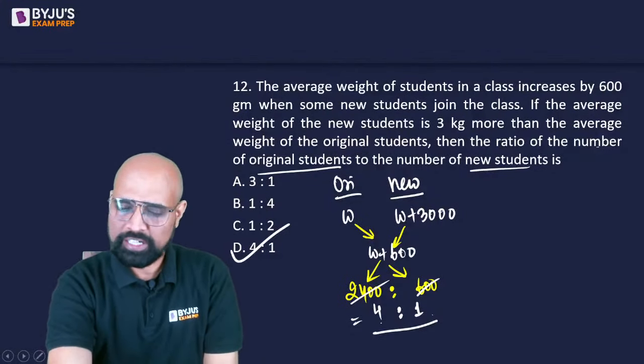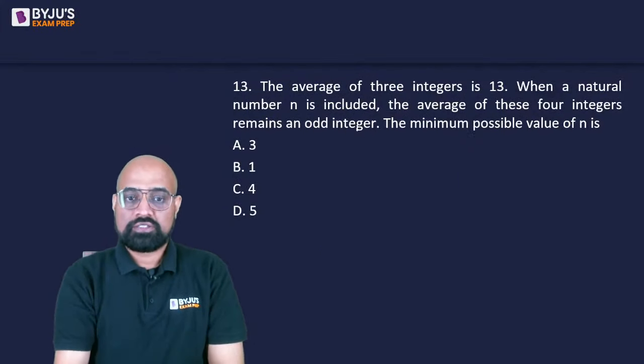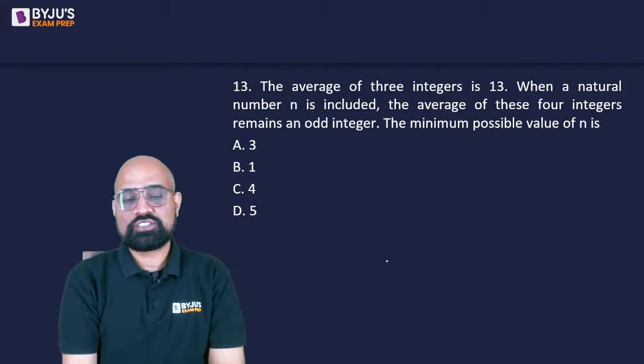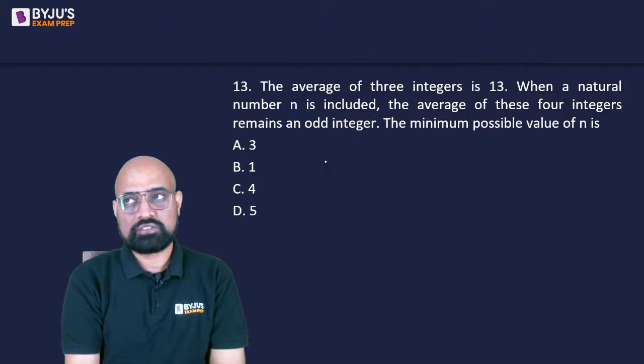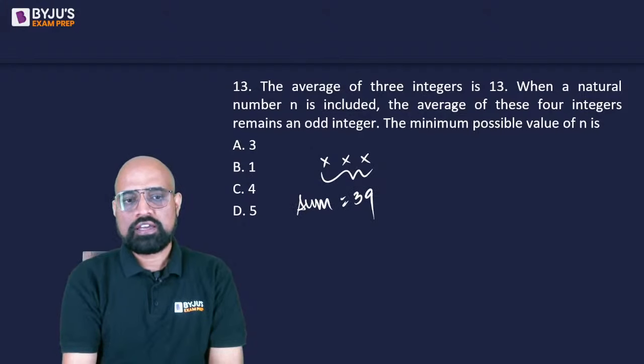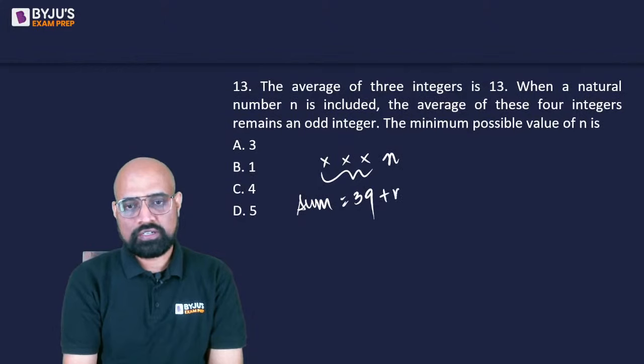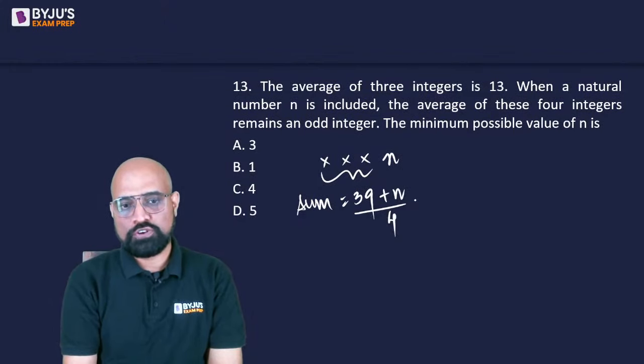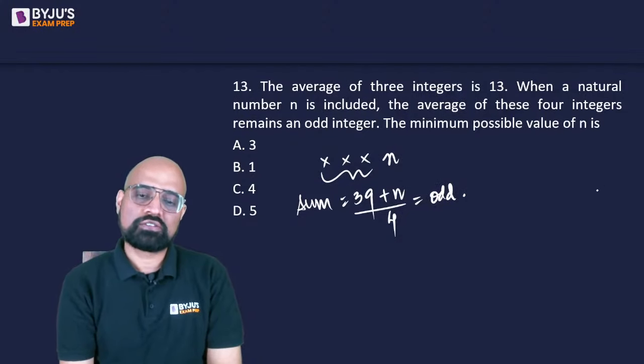Right? Pretty simple. 13th, the average of 3 integers is 13. That means 3 numbers का जो sum होगा, that is going to be 39. When a natural number n is included, so one number n is included, the average of these 4 integers is odd. The minimum possible value of n is.